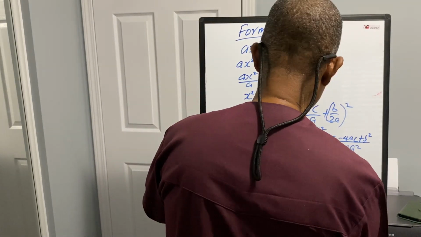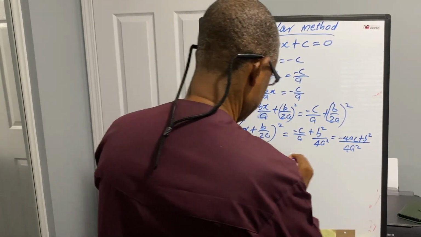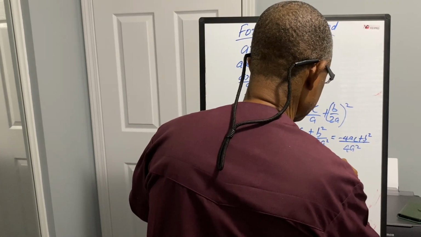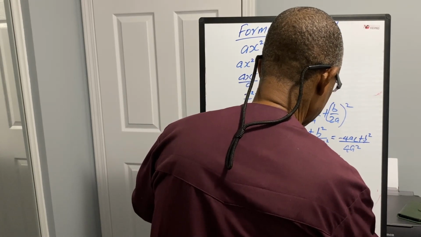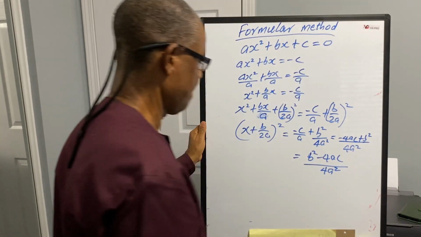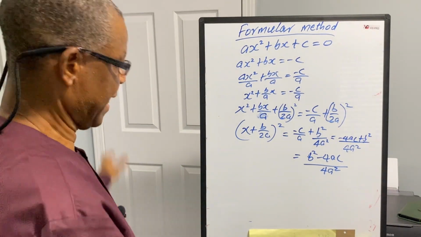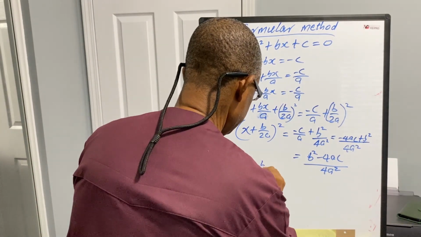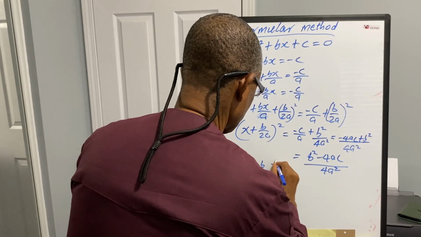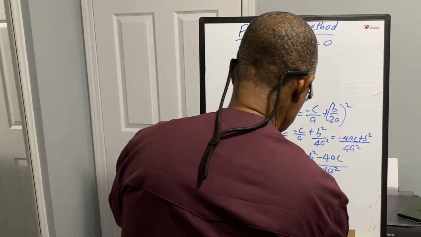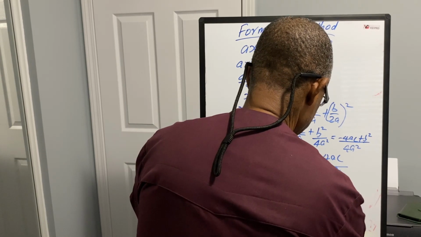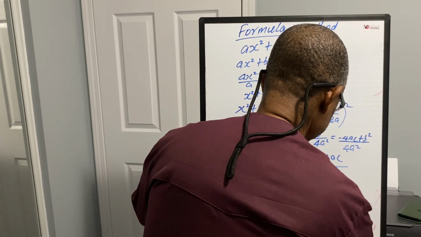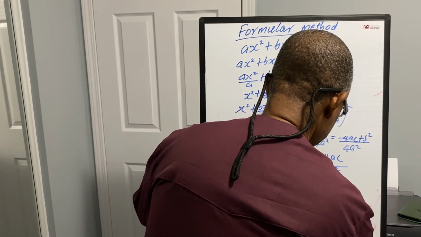Boiling down to what we now have is equals to b squared minus 4ac all over 4a squared. We square root both sides and introduce a plus and minus at the right hand side. x plus b over 2a all squared, square rooted, is equal to plus or minus the square root of b squared minus 4ac over 4a squared.